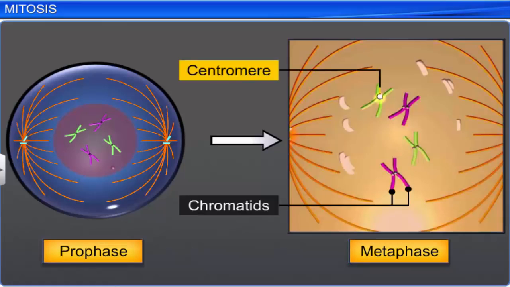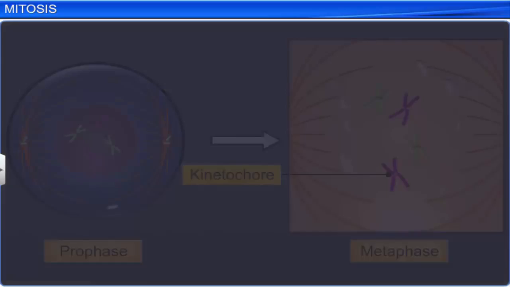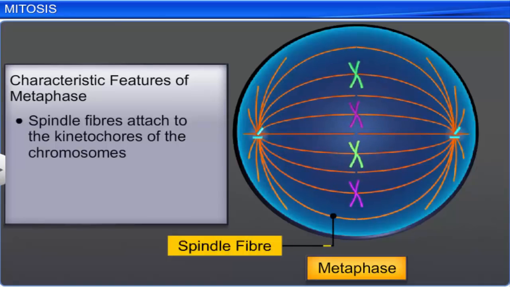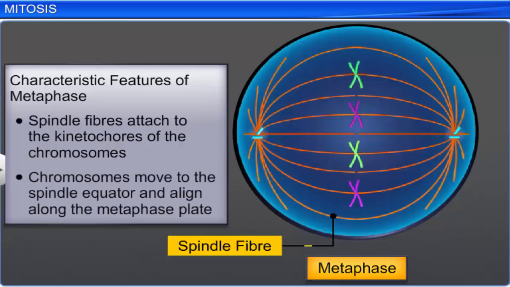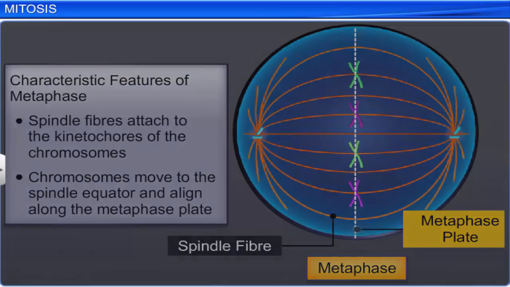Each centromere has a small disc-shaped structure on its surface called the kinetochore. Spindle fibers attach to the kinetochores of the chromosomes, and the chromosomes move towards the spindle equator. The plane of alignment of the chromosomes during this phase is known as the metaphase plate. Metaphase is followed by anaphase.